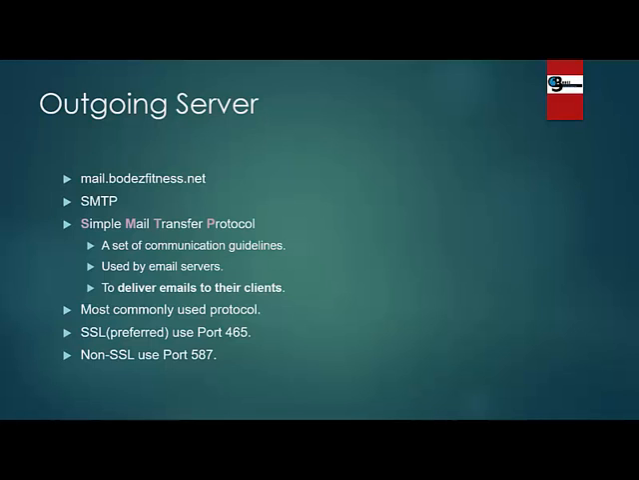Now, you'll go to the outgoing server area, you'll put in mail.bodezfitness.net and choose SSL. And for there, you want to use port 465. If it's non-SSL, you'll use port 587. Now, once we've done this and we click OK, we should be able to access our email for the bodezfitness.net.